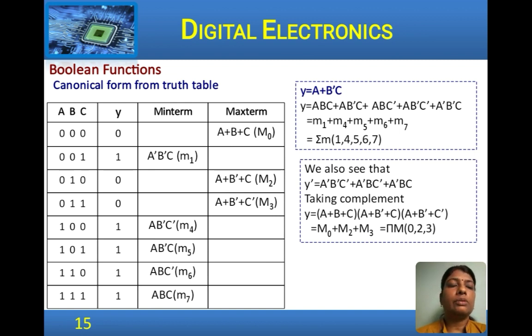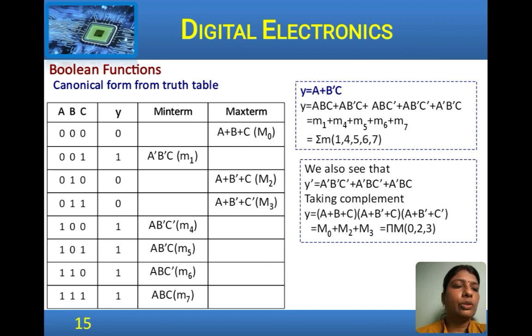Now this was the sum of product term. To get the product of sum terms, consider all the terms that have a 0 and represent the max terms. So it is a plus b plus c, a plus b dash c, and a dash b plus c. The product of all these terms is equivalent to y.